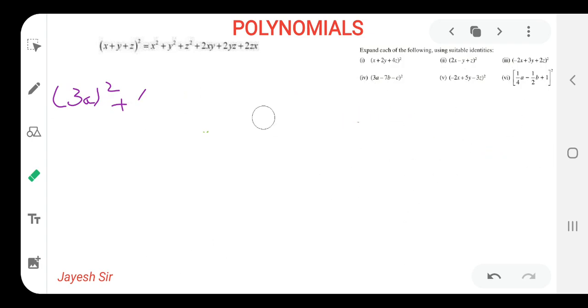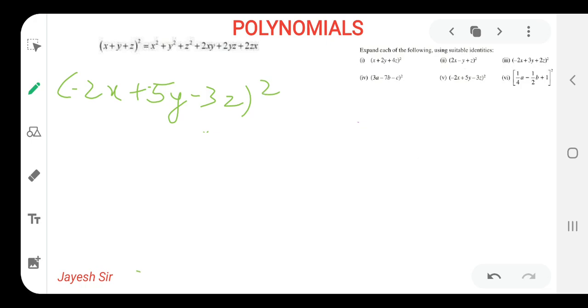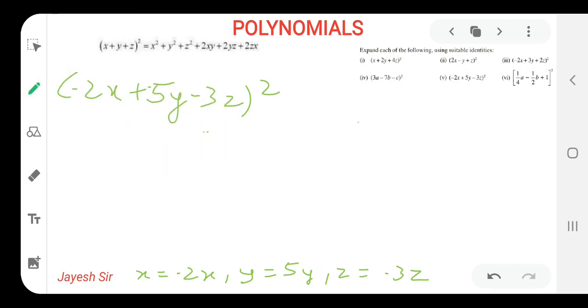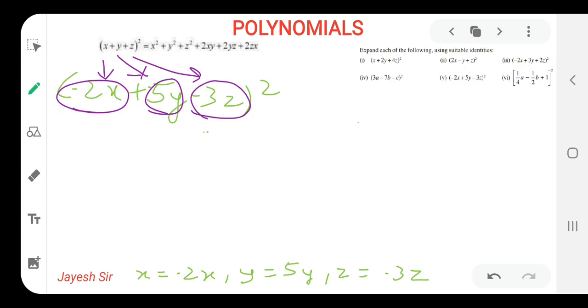And I am solving the fifth sum for you over here. So let's begin with the basics only. Try to relate our question with the formula. Minus 2x plus 5y minus 3z the whole square. So value of x we have got is minus 2x. We can relate it. Value for y we have got is 5y, and value for z is minus 3z. I hope you can relate it properly. Then also I will tell you. Value for x is minus 2x. Value for y is plus 5y, and value for z is minus 3z.